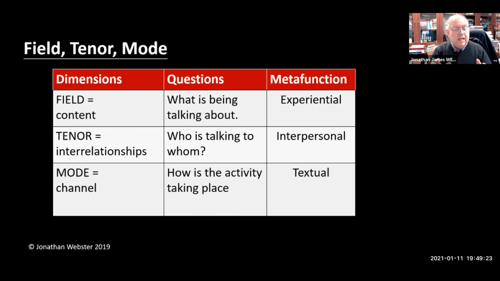So we've looked at these concepts, and whenever we're looking at text, we're going to be coming back to this point. Field, tenor, mode. Field, what is being talked about, related to the experiential metafunction. Tenor, the interrelationships, who is talking to whom, the interpersonal. The mode, the channel by means of which we are communicating. How is the activity taking place? Textual. Do you see how it sort of falls into place? We're going to be interested in what is being talked about, who is talking to whom, how the activity is taking place. And these will all be very significant in terms of the choices that are made.